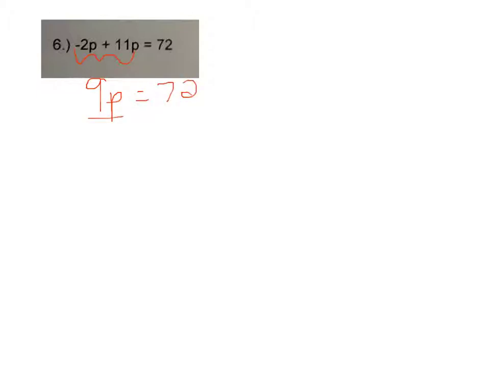Now we want to undo multiplying by 9, which is divide by 9. But what you do to one side, you have to do to the other to keep it balanced. 9 divided by 9 gives you 1, so we have 1p on the left. On the right, we have 72 divided by 9, which is 8.